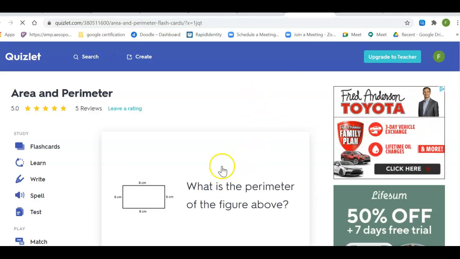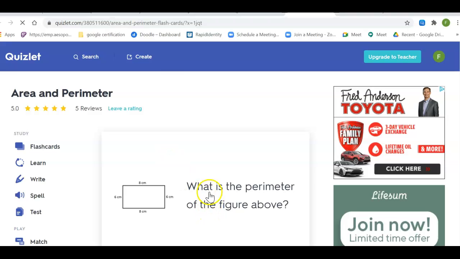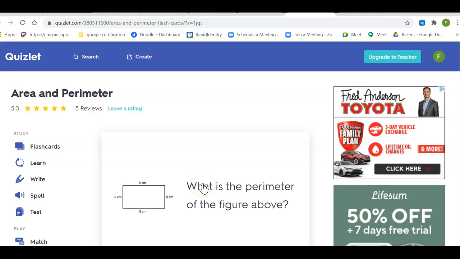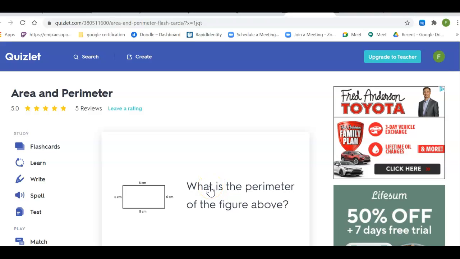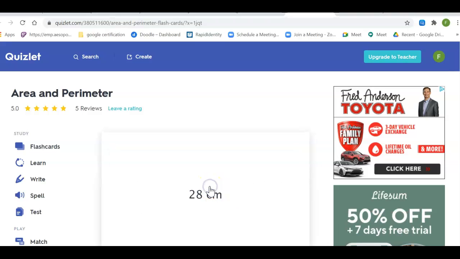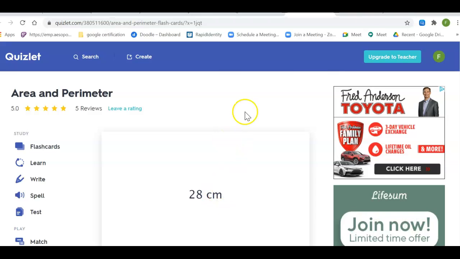Just like you do for others, just click on the center and it's going to switch and go to the next one and show you answers. So what is the perimeter of the figure above? I want you to work it out in your notebook, and then you click on it to get your answer. Okay, and you're going to continue to work on that until you go through all of them.